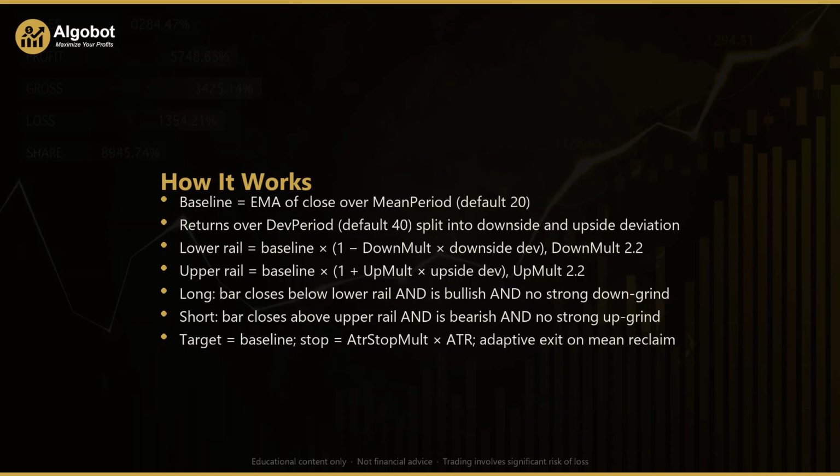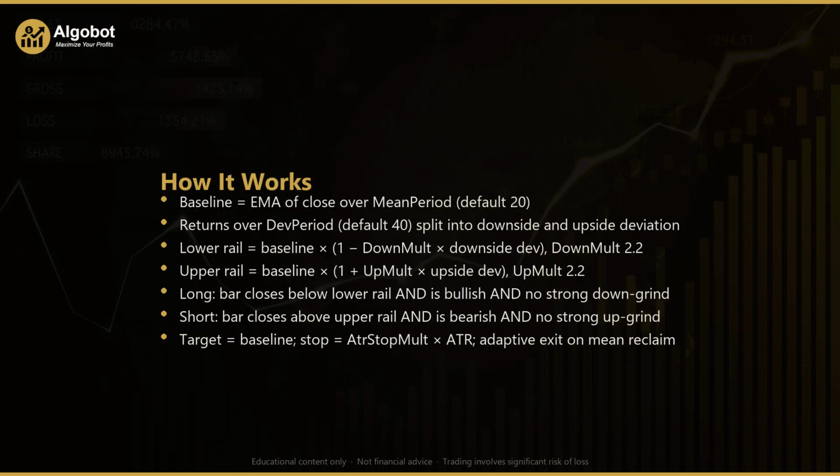Next, it measures volatility, but asymmetrically. Over the dev period, which defaults to 40 bars, it computes simple percentage returns. It finds the average return, then separates the moves that fell below that average from the moves that rose above it. From the below average group, it derives a downside deviation, and from the above average group, an upside deviation. These two numbers can differ, and that difference is the whole point.